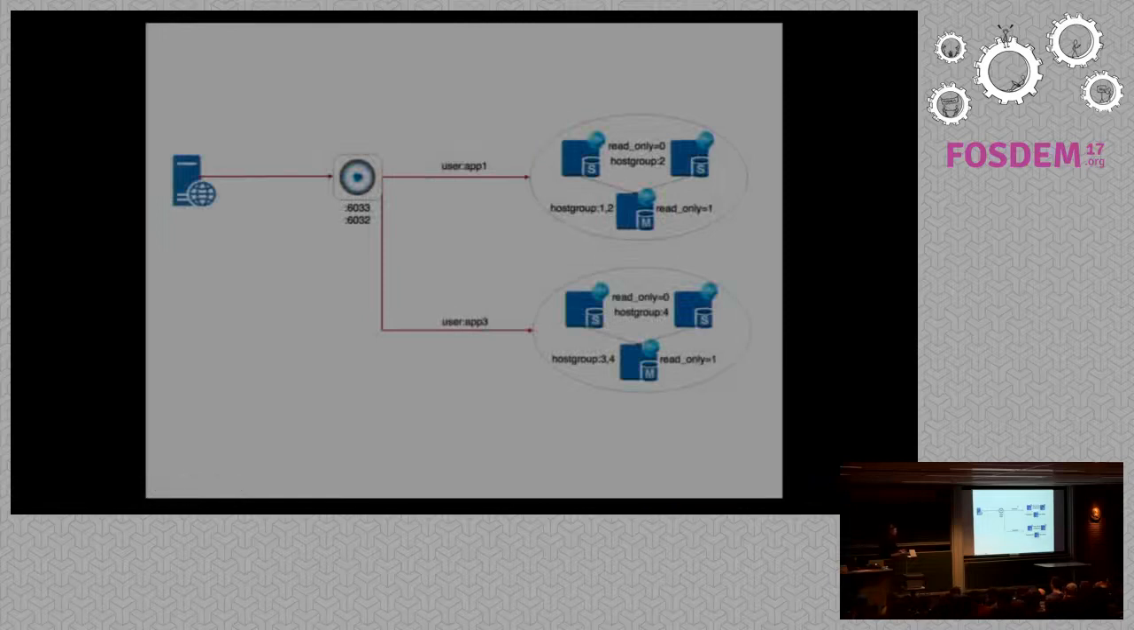Instead of using master and slave, it uses the concept of host groups. For example, the master down there is host group 3, and host group 4 holds the slaves. Once the topology changes, it automatically detects the changes based on the read-only flag and moves the servers from one host group to the other. I'm going to show how that works soon.